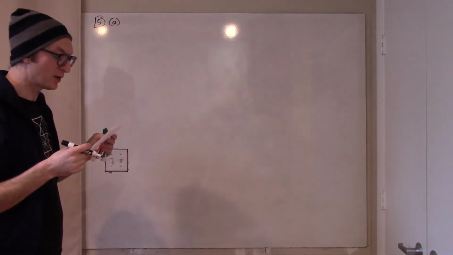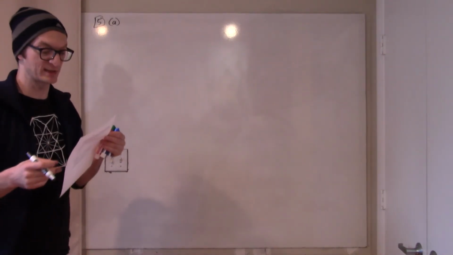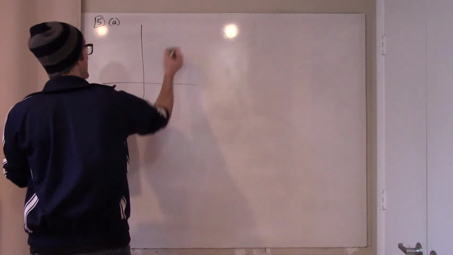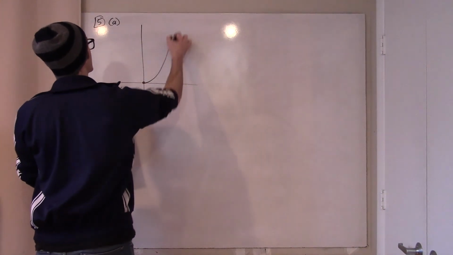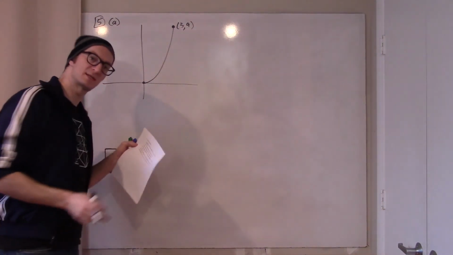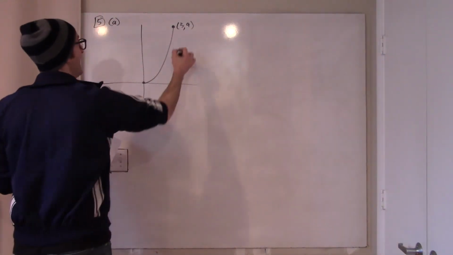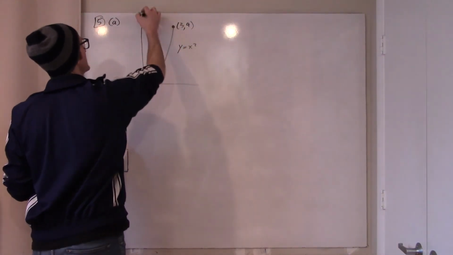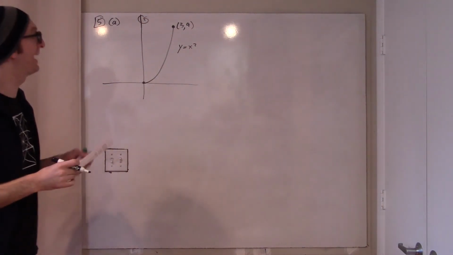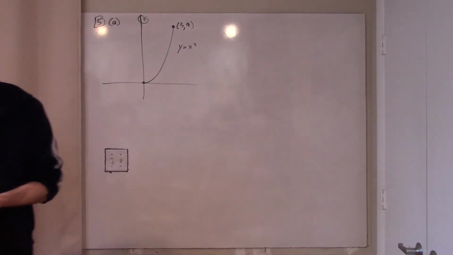5a is a paraboloid formed by rotating the part of the graph of y equals x squared from x equals 0 to x equals 3 about the y-axis. So I have this parabola, y equals x squared. It looks like this. That's the point (3, 9), because they told me to use only the part of the graph from x equals 0 to x equals 3. And what happens if I take this shape and rotate it about the y-axis? Well, what I get is a paraboloid.